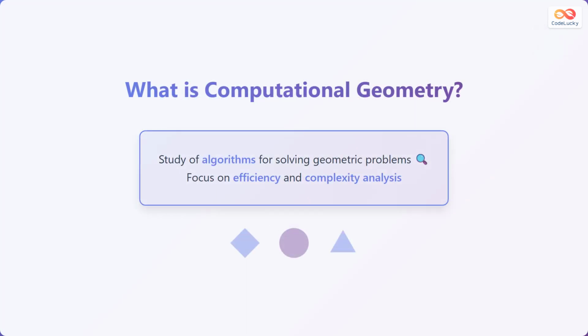So, what exactly is computational geometry? At its core, it is the study of algorithms designed to solve geometric problems. Imagine you have a collection of points, lines, or shapes, and you want to perform some kind of computation on them. Computational geometry provides the tools and techniques to do this efficiently. A key focus is on the efficiency and complexity analysis of these algorithms. This means understanding how the runtime and memory usage of an algorithm scale as the size of the input grows. By analyzing these factors, we can determine which algorithms are best suited for different types of geometric problems.